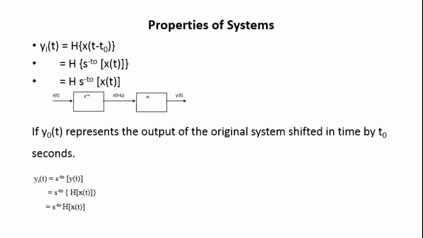If y of t represents the output of the original system shifted in time by t0 seconds, then yo of t is equal to S to the power minus t0 into y of t, which is equal to S to the power minus t0 into H of x of t, which is equal to S to the power minus t0 into H into x of t.